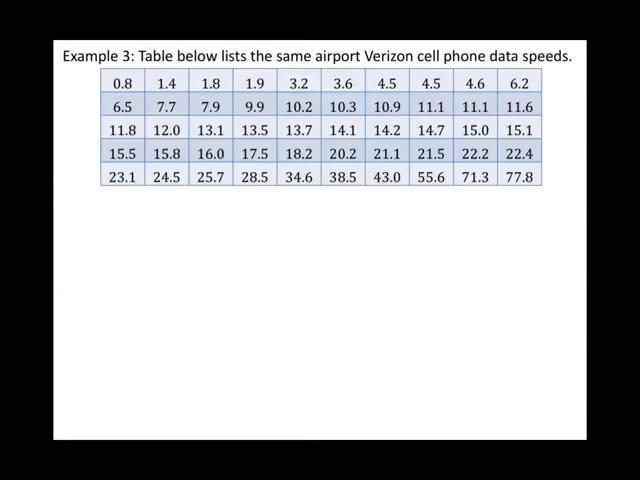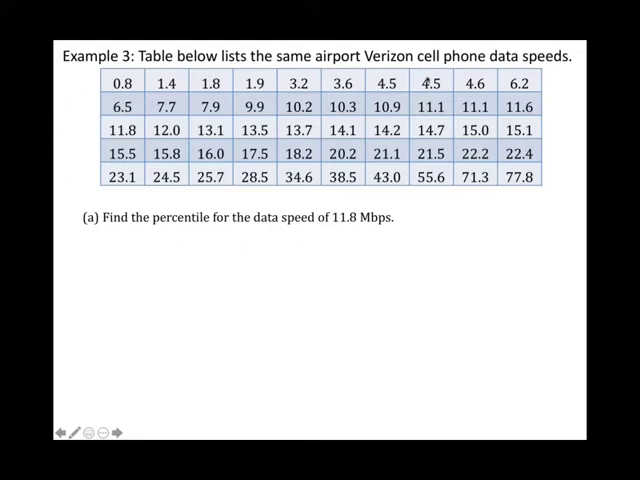Example 3. The table below lists the same airport Verizon cell phone data speeds. You can see I have all the data speeds in here, and they are already arranged in increasing order. You're going to look at it from left to right, increasing order: 6.2, 6.5, 7.7, 7.9, and they keep going. Find the percentile for the data speed of 11.8.